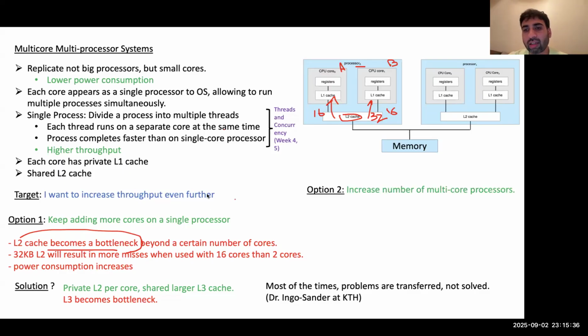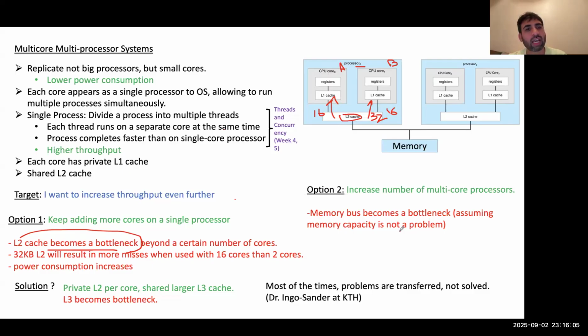Another option is that we can increase the number of cores per processor to increase the throughput. Then we can increase the multi-core processors in the system, but then again your memory will become a bottleneck, just like it was a bottleneck in a multiprocessor system, right?